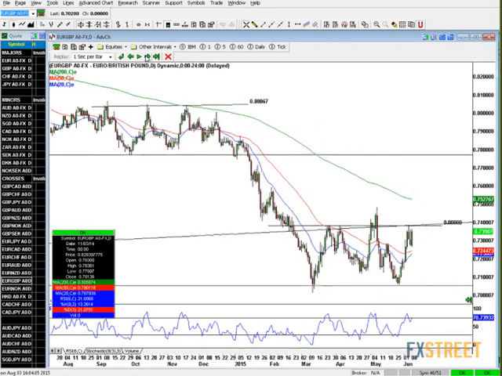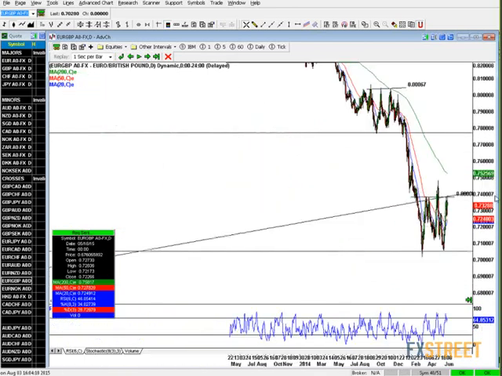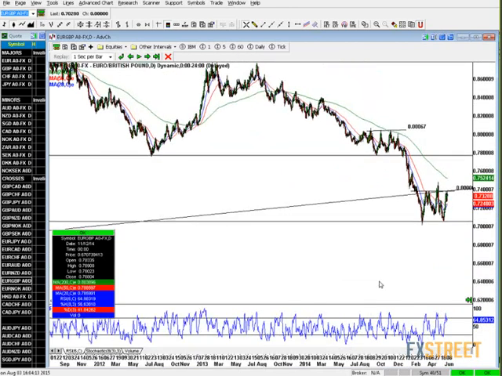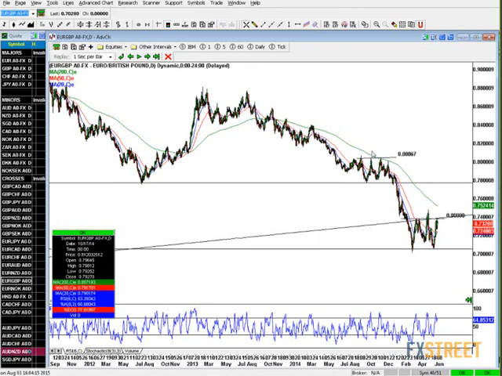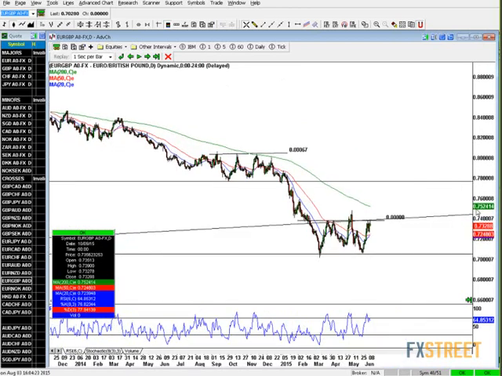But here we go. Here's Euro GBP. All right, so as you can see here, we're in a predominant downward trend. We can see this because objectively we've got the moving averages to the right side of the chart. We've got the 200, the 50, and the 20. And this is our objective measure to qualify a downward trend.